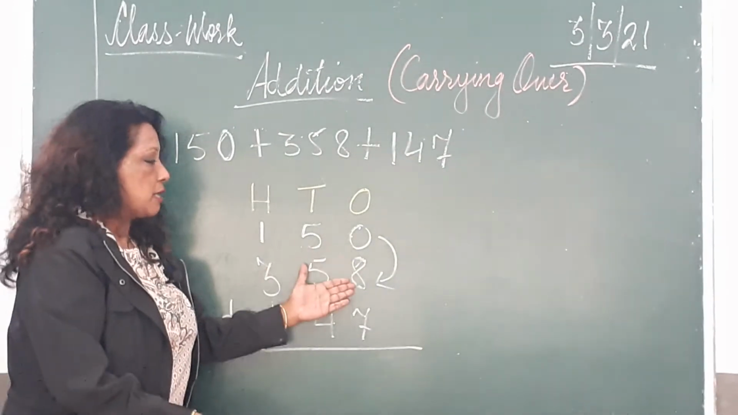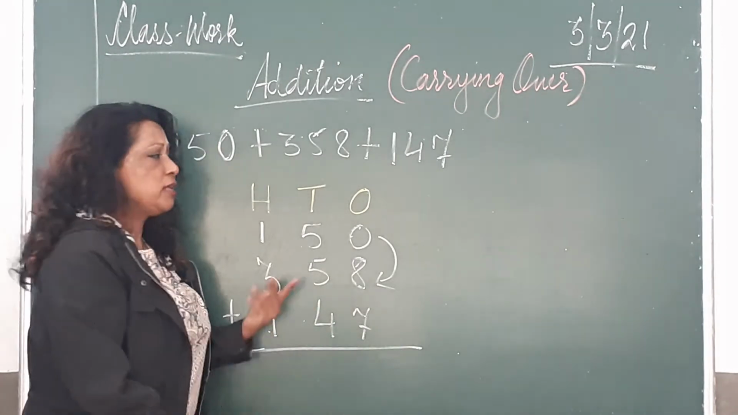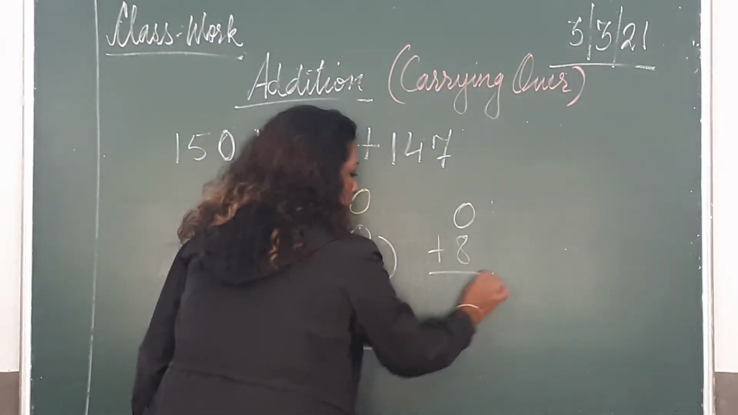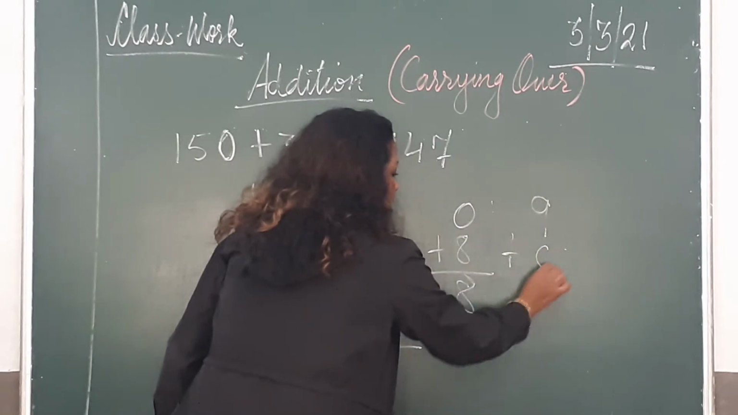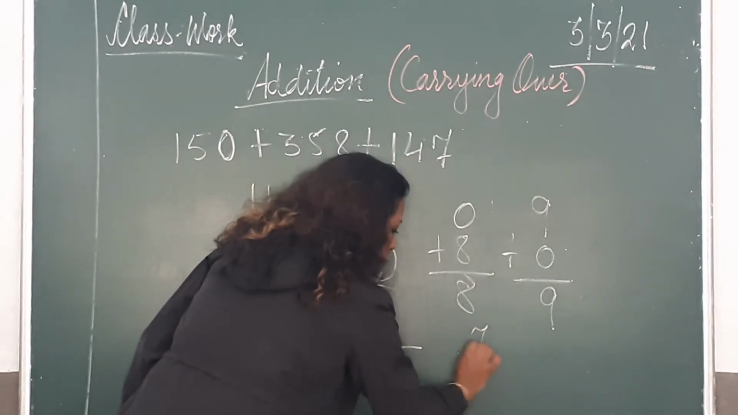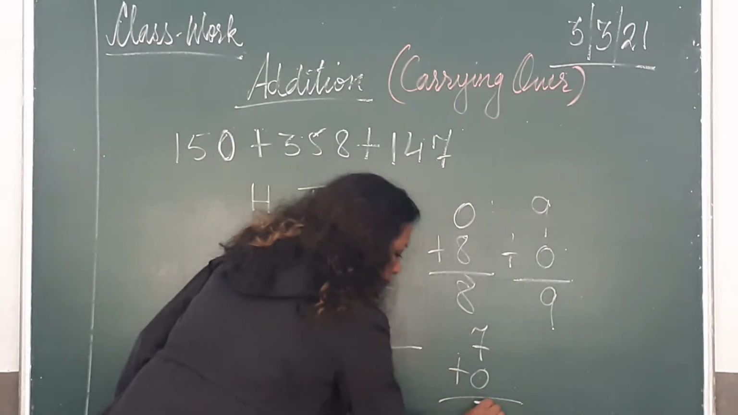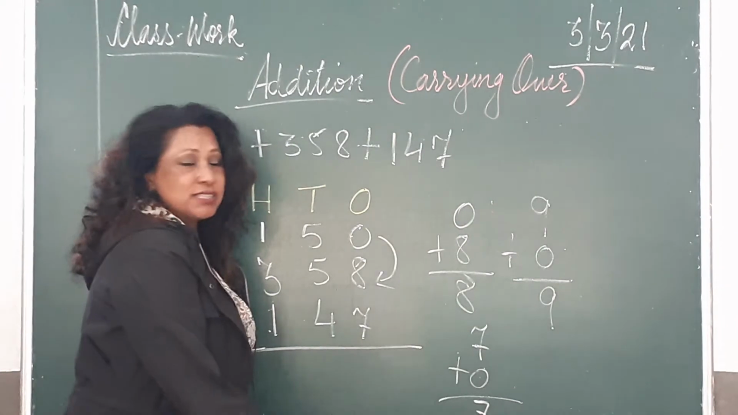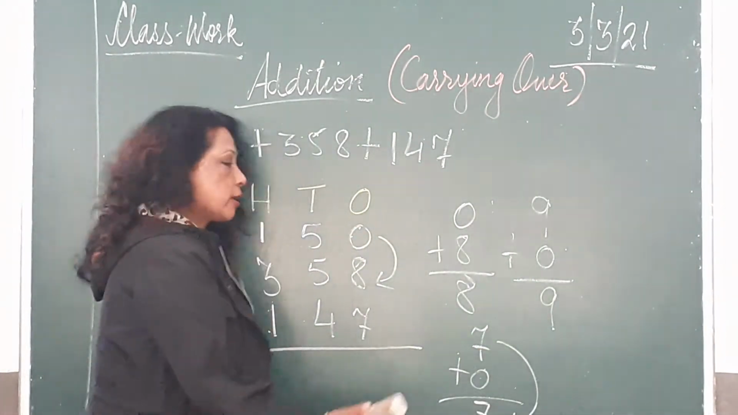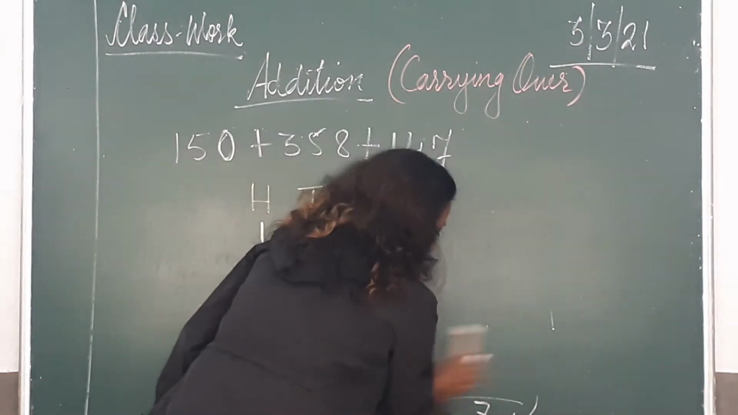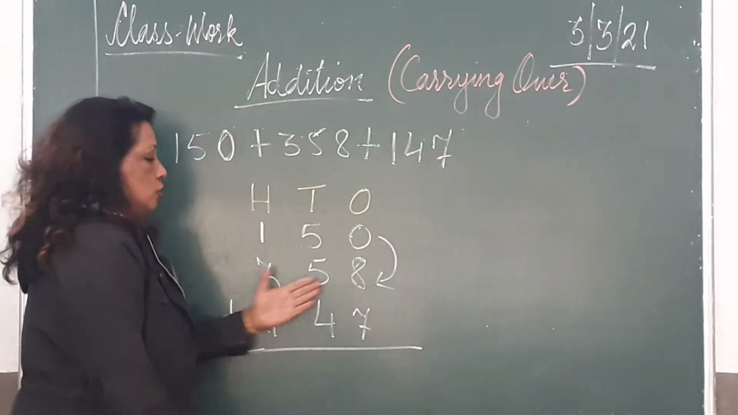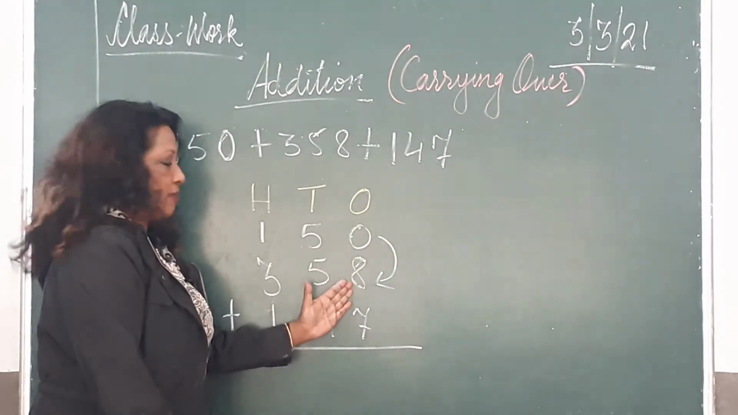So, 0 plus 8 is 8. Any number you add with 0, children, 0 plus 8 is 8. 9 plus 0 is 9. 7 plus 0 is 7. So, any number you add with 0, the answer is always the same number. Remember that in addition. Okay. So, this is it. Addition with 0. Any number you add with 0, you get the same number.